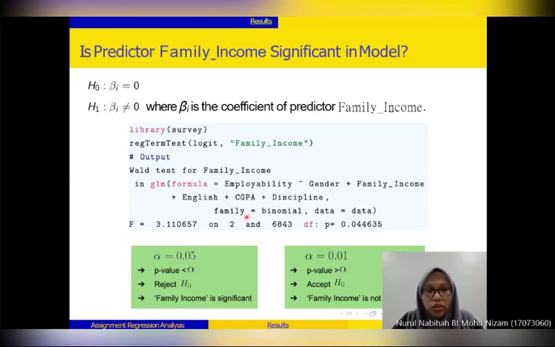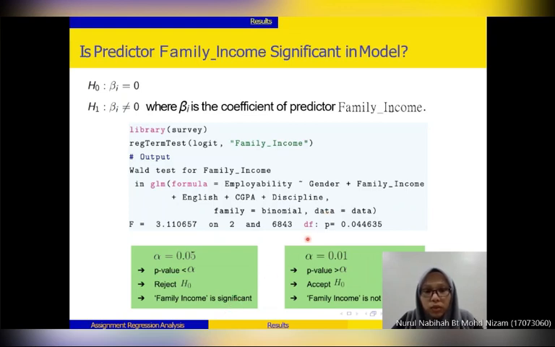0.044635. If we let our significance level be 0.05, then the p-value obtained is smaller than the value of alpha. So we reject H null. This is equivalent to saying that we reject the hypothesis that claims the family income variable is not significant, which means the family income variable is actually significant.